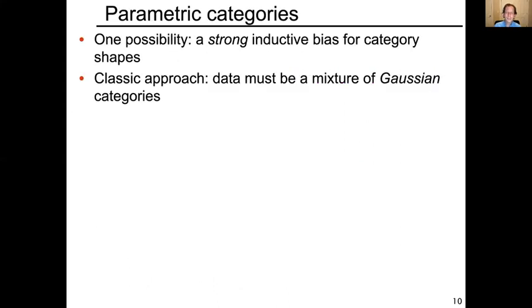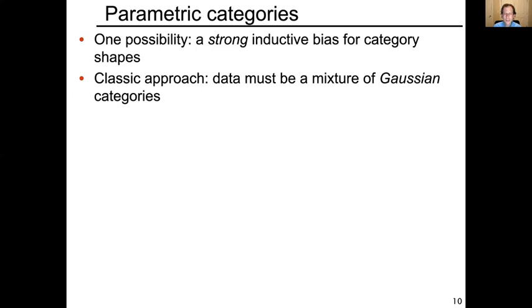And one possibility, which is a pretty compelling idea, is that we want to have a strong inductive bias for the shape that a category will have. That a category in a space, at least for a vowel space, doesn't necessarily have some odd, wiggly, jagged character. Instead, it should actually be a pretty regular and simple form. So one candidate for a simple form is a Gaussian distribution.